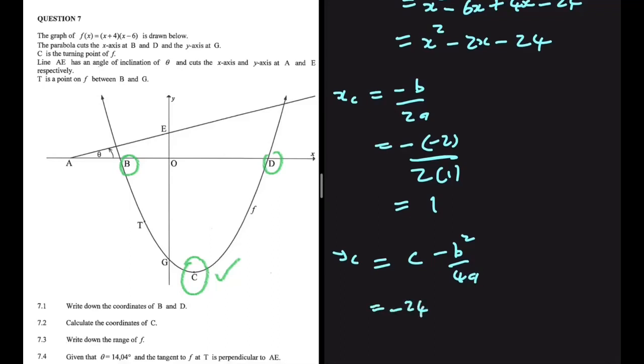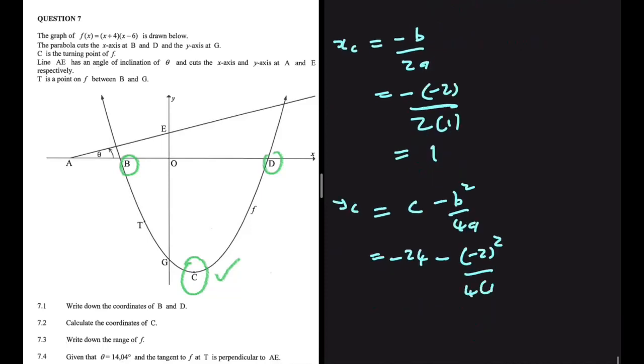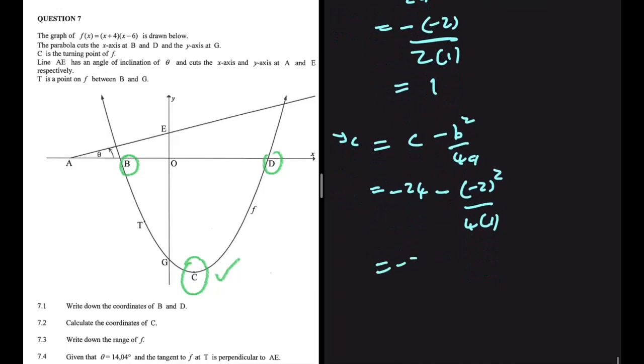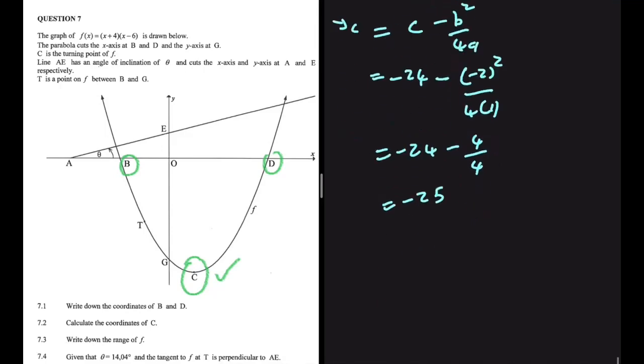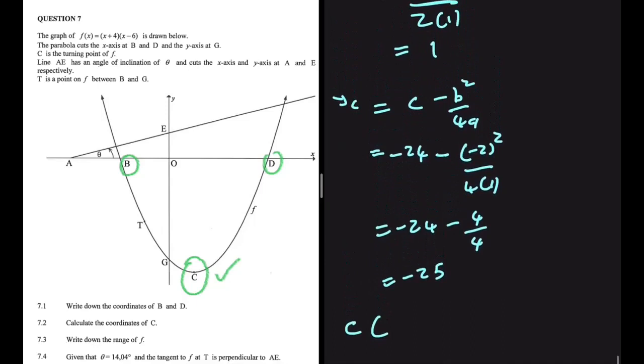So we're going to have minus 24 minus b squared. B is minus 2. We square that and we divide by 4a. A is 1. So we're going to have minus 24 minus, what is minus 2 squared? That is just 4. You divide that by 4, we just get minus 1. So minus 24 minus 1, that is minus 25. So the coordinates of C, we have 1 as the x value and minus 25 as the y value.